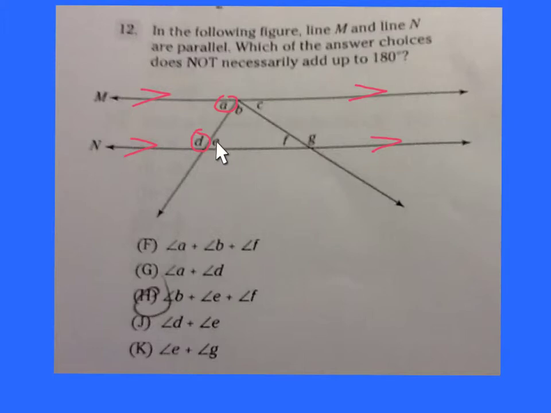I guess I should use the pointer instead of trying to write all over it. This plus this and this would be 180, just as these two add to get 180. F and G would be 180. A, B, and C would be 180. Are there any choices in there that we know add up to 180 that we could cancel out? We have D plus E here. These are gone because that's 180.